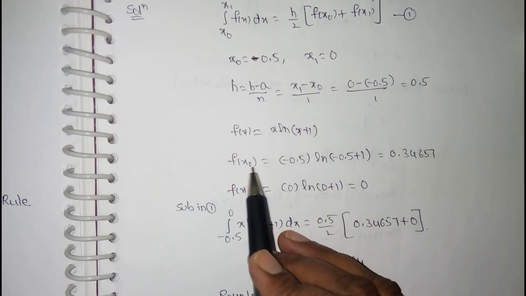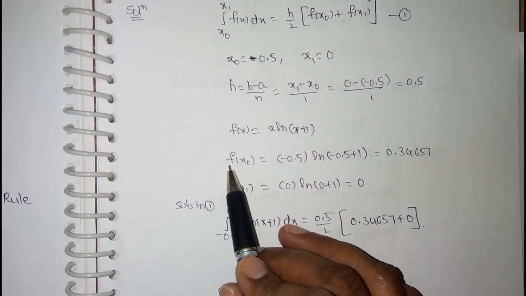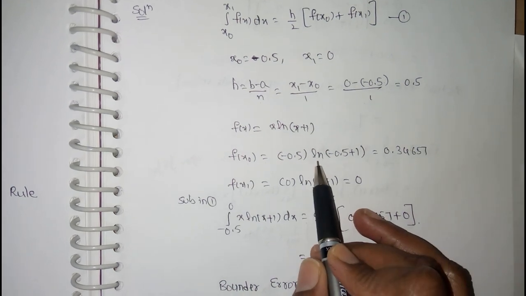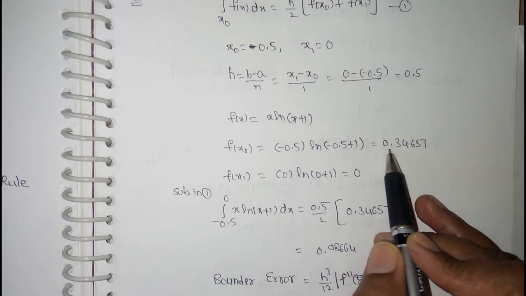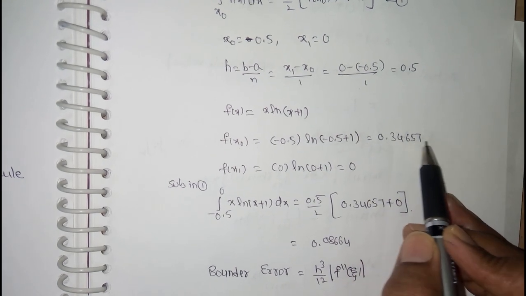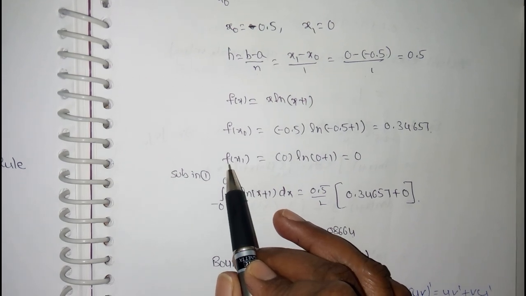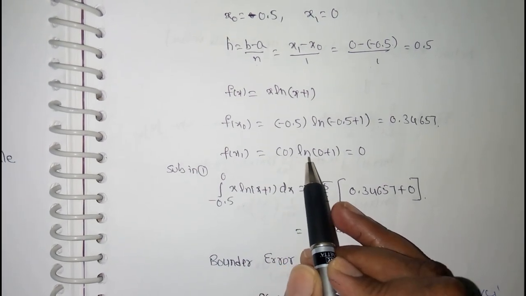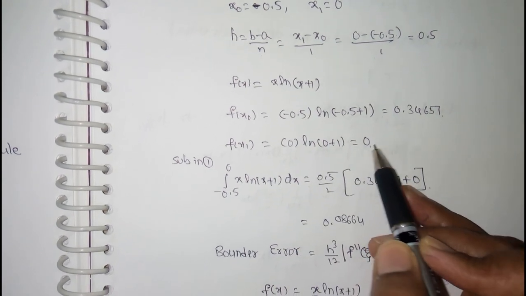Next, substitute the lower limit and upper limit in the given function. That is, f(x0) equals -0.5 times ln(-0.5 + 1). That value is equal to 0.34657. Check in your calculator. Next, to calculate f(x1), x1 is 0, so 0 times ln(0 + 1), 0 times some value, equals 0.